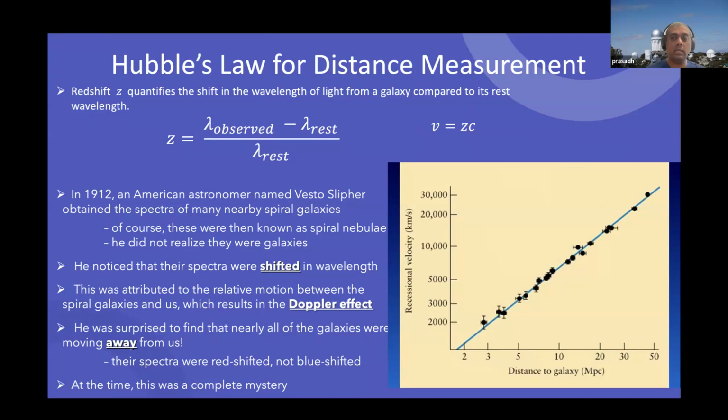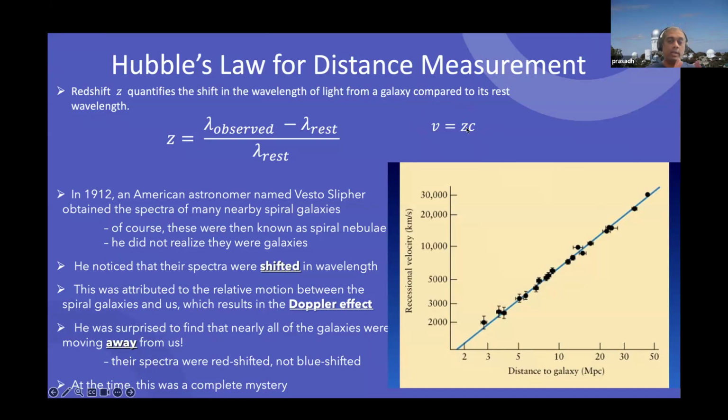mostly for galaxies. And once you know the redshift value, if you multiply the redshift value by the velocity of light, this will give you how fast a particular galaxy is moving away from us. And I have mentioned the equation here, right?